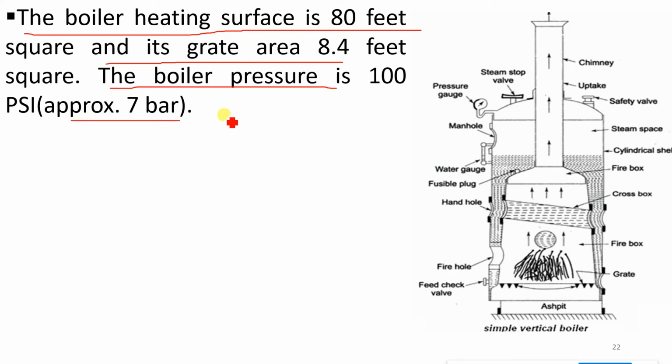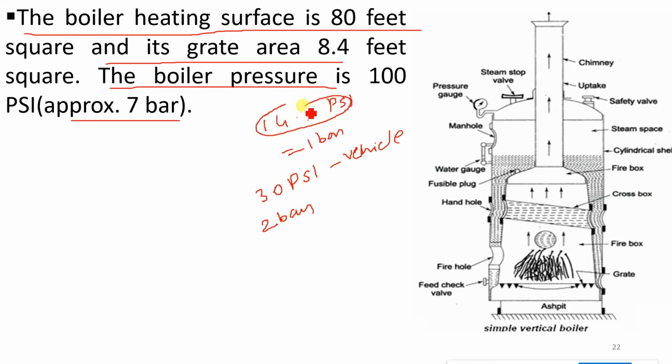You should know the unit conversion of psi and bar: 14.5 psi equals 1 bar. Normally, we fill 30 psi in our vehicle tires, which is approximately 2 bar. So 14.5 psi is equal to 1 bar.